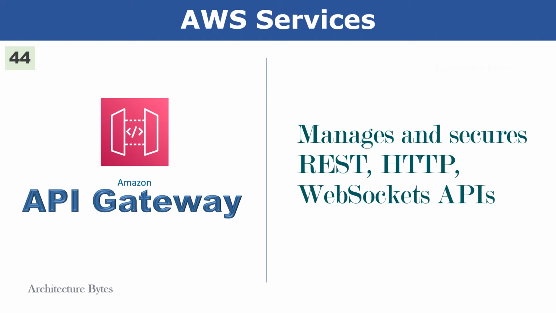API Gateway manages and secures REST, HTTP, WebSockets APIs. Developers could use API Gateway to create, publish, monitor APIs. It handles authorization, access control, throttling, monitoring, and version management for APIs. As an example, you could expose your microservices to be accessed by clients via an API gateway.